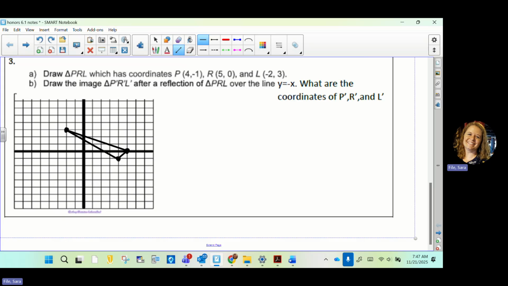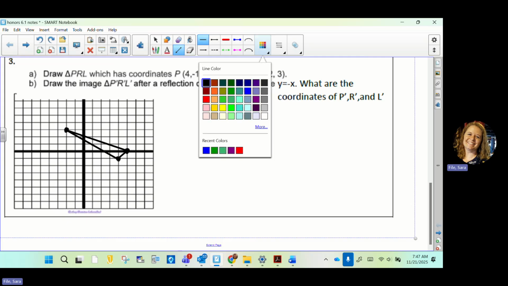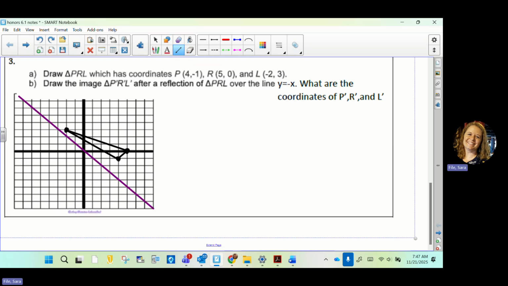Now draw the image P prime, R prime, L prime after a reflection of PRL over the line y equals -x. So again, y equals -x. It's the -1 slope through the origin. So I want to reflect across this line. Now this one actually does ask for the coordinates. So sometimes they already have the pre-image listed out. If they didn't, if it was graphed, I would list them out.